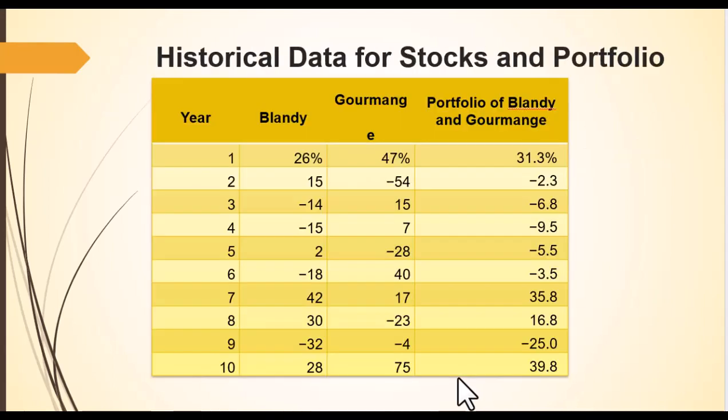Well, again, we can calculate this a couple of different ways. In this case, we want to calculate the portfolio of Blandy. So this number, 31%, is 25% of Blandy, 75% of Gourmand. Add those together. Then you calculate the rate of return per period, and then do the statistics on that return.